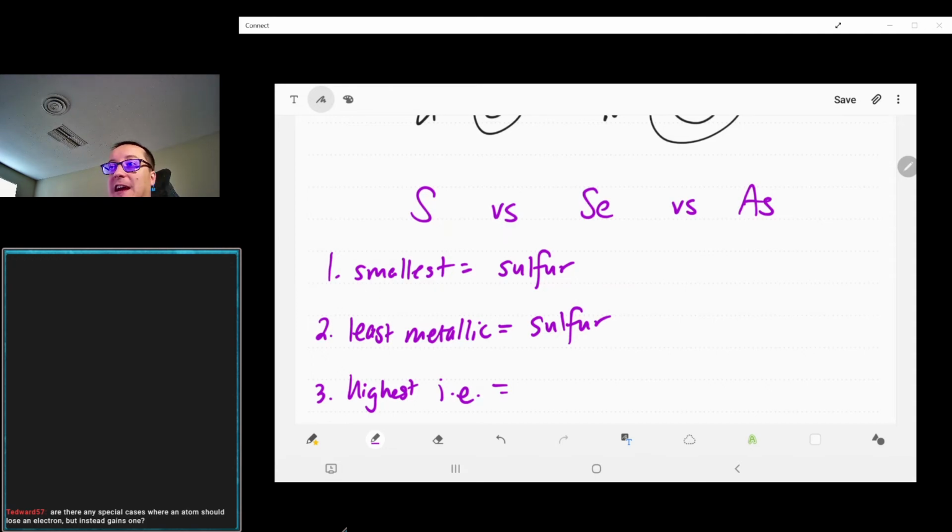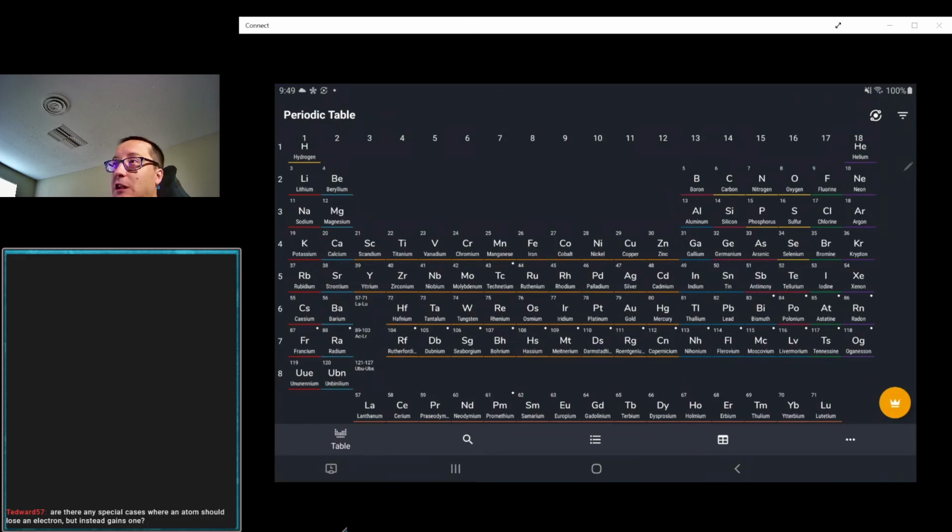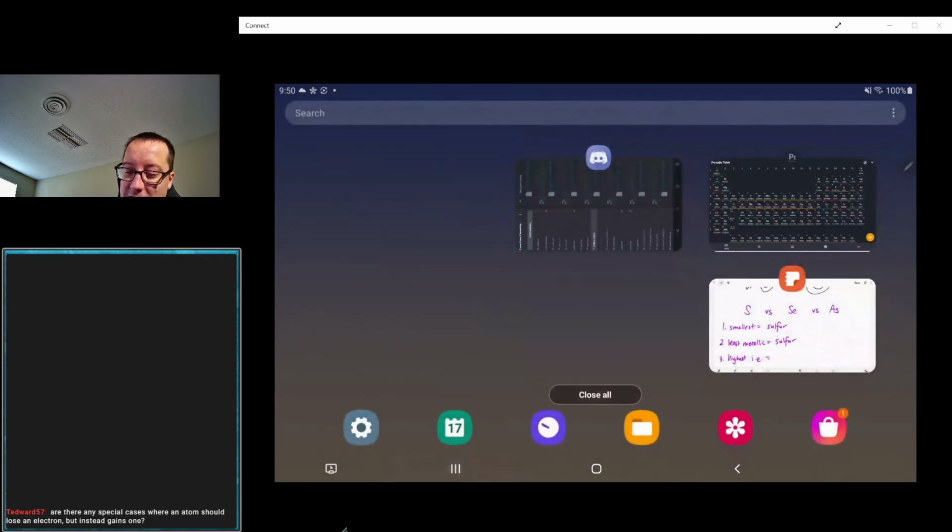And if we're looking at the highest ionization energy, helium has the most ionization energy. So again, we're actually looking at sulfur. That's going to be the one that's closest to the top there.